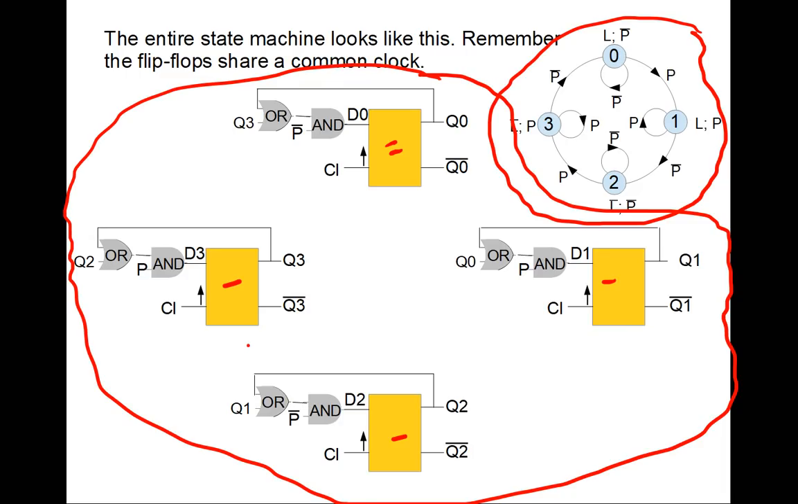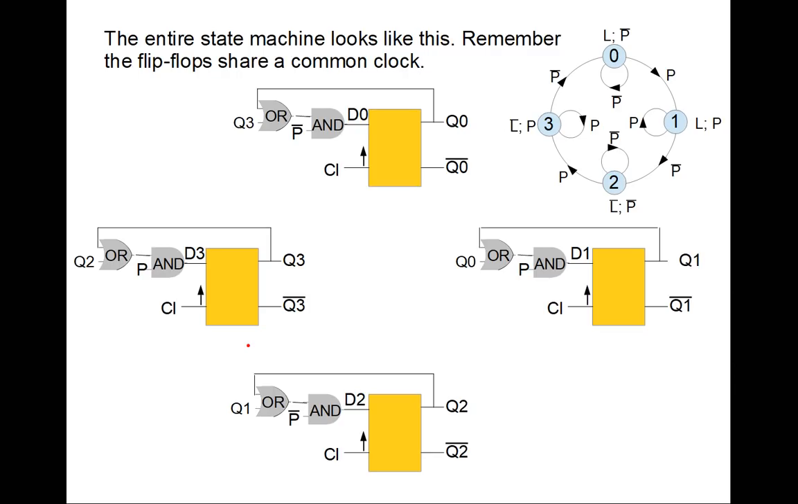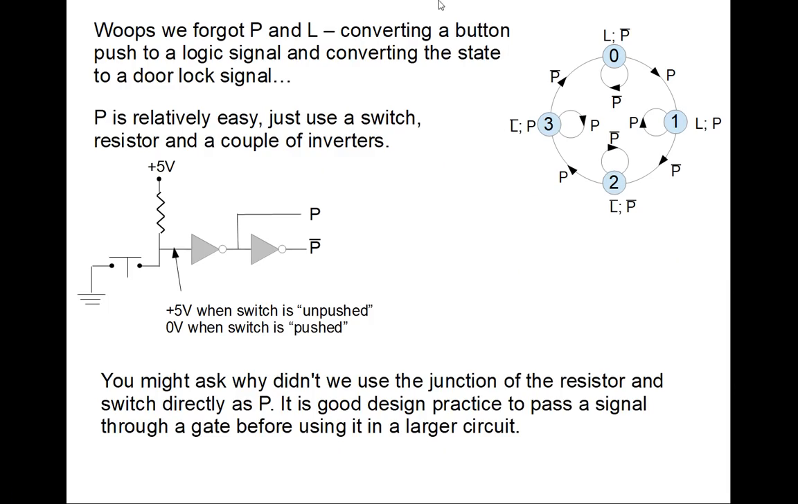The one thing we forgot on this is how do we get the signals that we called P, which is whether the button is pressed or unpressed, and L, whether the door is locked or unlocked.